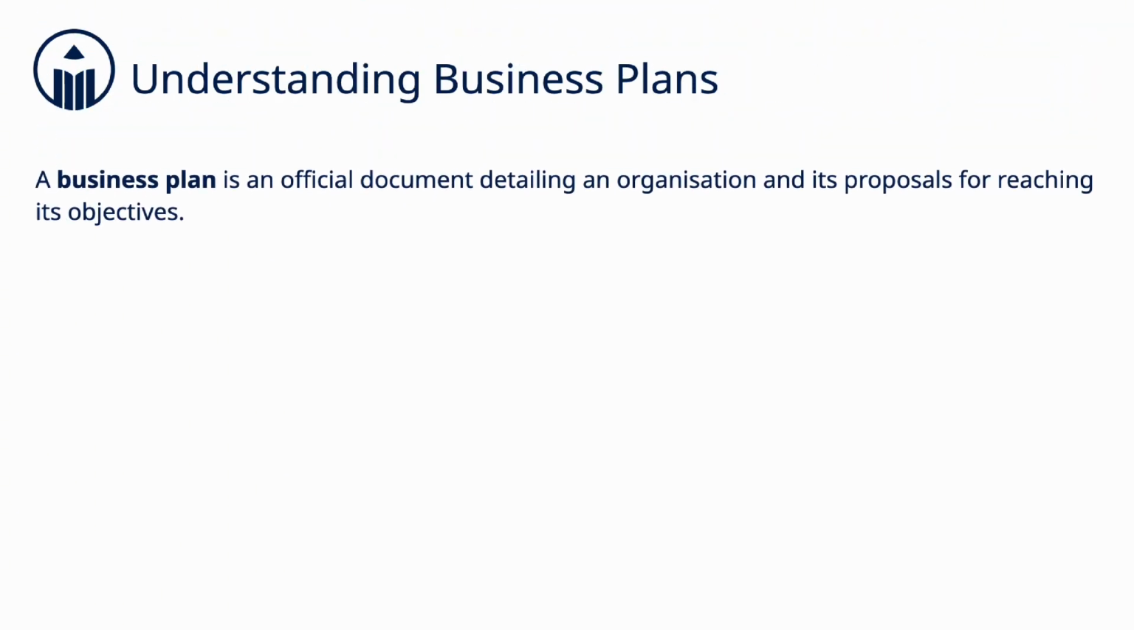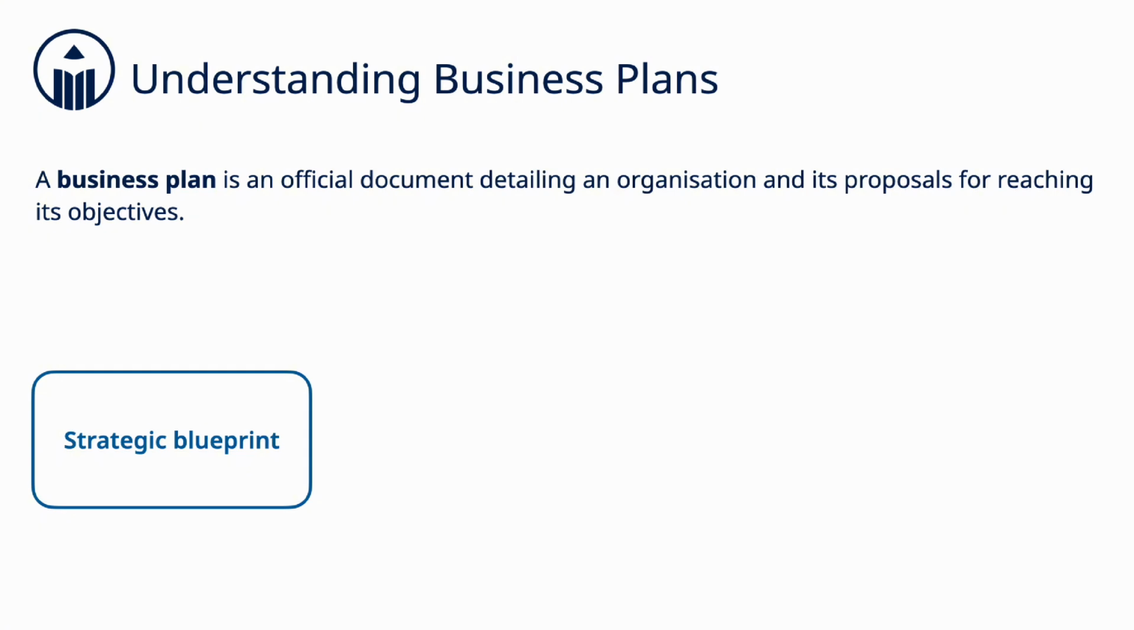A business plan is an official document detailing an organisation and its proposals for reaching its objectives. Think of a business plan as a strategic blueprint. It's a comprehensive plan that outlines goals, strategies, and the specific steps needed to achieve success. This blueprint ensures all departments and team members are working toward the same objectives, making decision-making more effective and aligned.